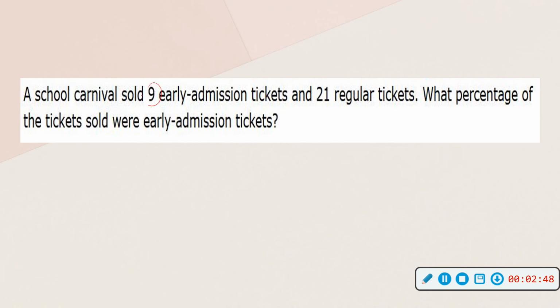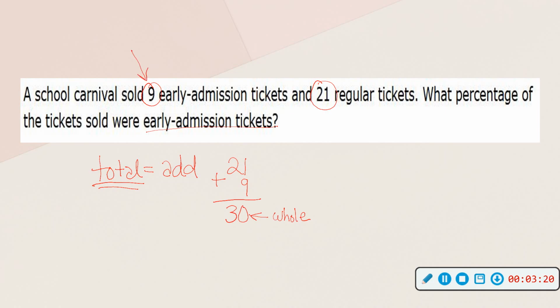So in this case, we know that 9 were early admission. We know 21 were regular. So first of all, I need my total. In order to find my total, I would just simply add them up. So make sure you know, whenever you're not given your total, you have to add. So I'm going to go 9 plus my 21, and I get 30 tickets sold. So there goes my whole amount right there. We're talking about early admission tickets, so this will be my part. And we know we're looking for the percent.